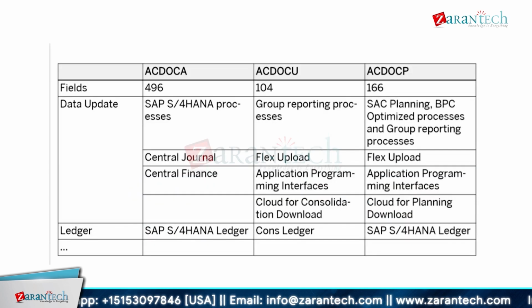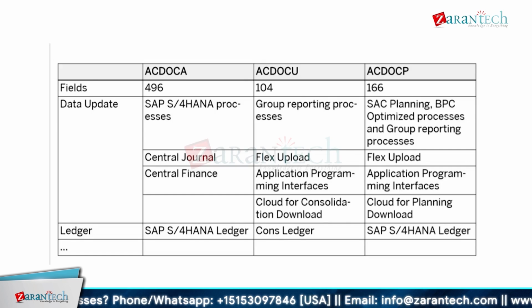Okay, so say the data is available in ACDOCA, data is available in ACDOCU, and data is available in ACDOCP. There is a comparison of figures which I am trying to put here: ACDOCA, ACDOCU, and ACDOCP. See, ACDOCA numbers keep increasing, so I have given approximate figures here. Data update: in ACDOCA, you will be posting data in S4 as a finance module. Or, for example, you will have Central Finance implemented where you have postings to ACDOCA.